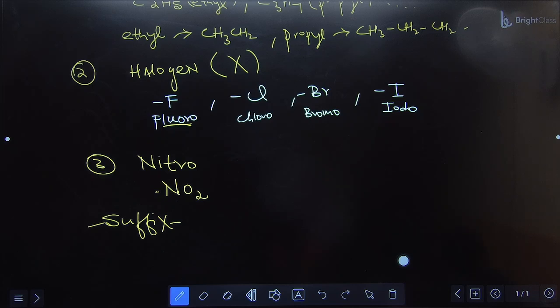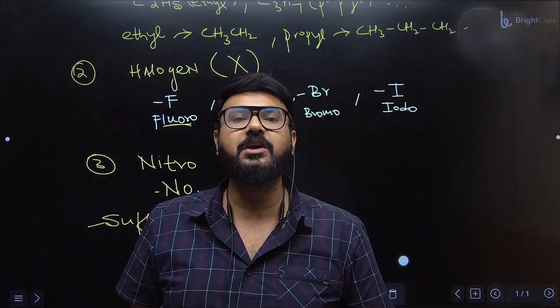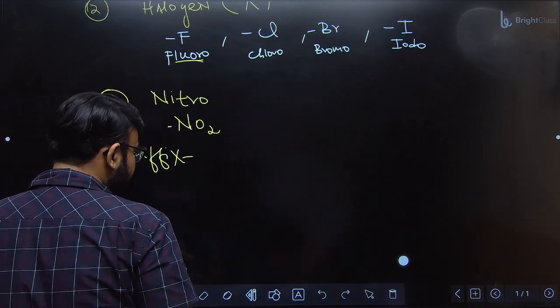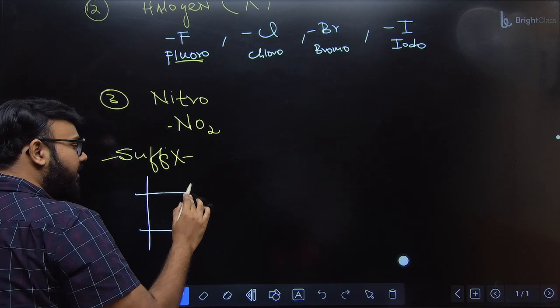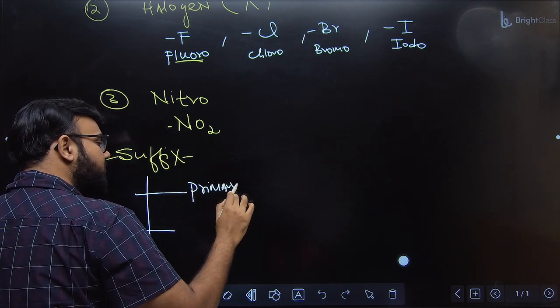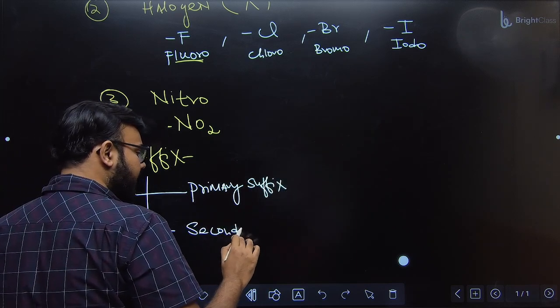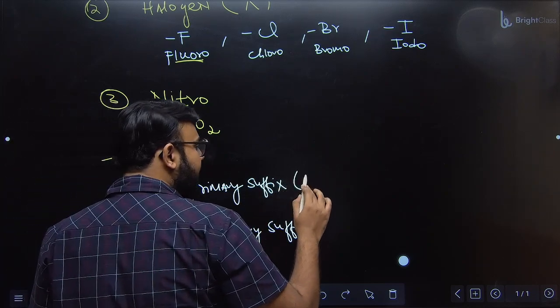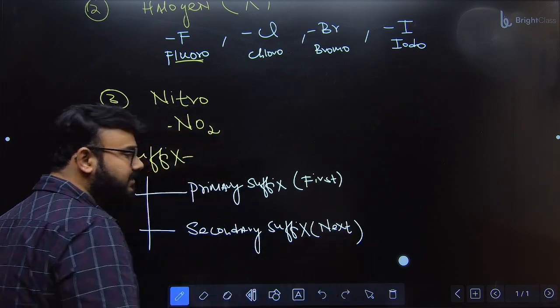Okay. So let's talk about this suffix, students. Suffix is something you write at the end of the IUPAC name. There are two types of suffix. One is called primary suffix and another is called secondary suffix. So when you write the name, first you will write the primary suffix and then next you will write the secondary suffix.